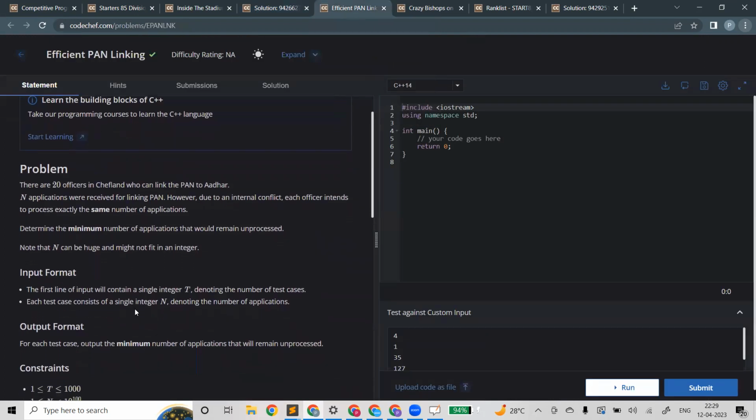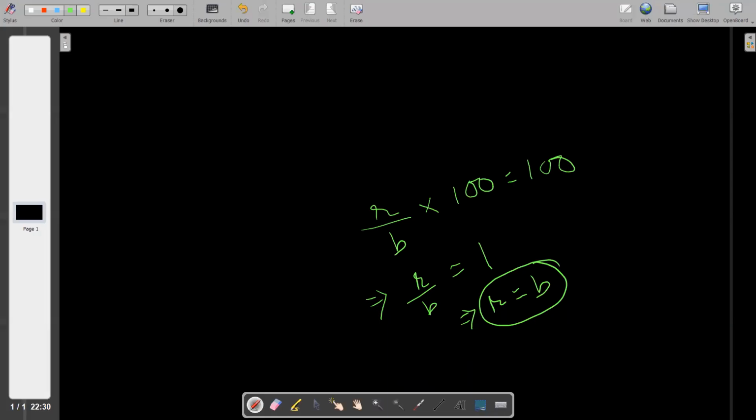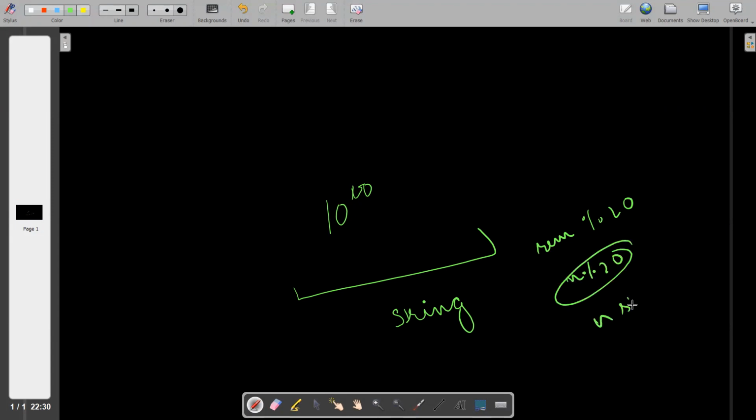There are 20 officers and an application, and there is a linkage of PAN, and due to some internal conflict, there are the same number of applications. Here, 10 to the power 100 means it is obvious that it is a string, so we have to take a string. And we have to find the remainder when it is divided by 20, meaning n percent 20, where n is a string.